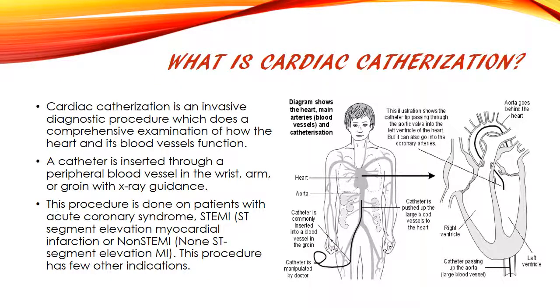Cardiac catheterization is an invasive diagnostic procedure which does a comprehensive examination of how the heart and its blood vessels function. A catheter is inserted through a peripheral blood vessel in the wrist, arm, or groin with extra guidance. This procedure is done on patients with acute coronary syndrome, STEMI or ST segment elevation myocardial infarction, or non-STEMI, non-ST segment elevation MI. This procedure has few other indications. Nurses need to know what this procedure entails to better understand the rationale of the interventions being rendered.